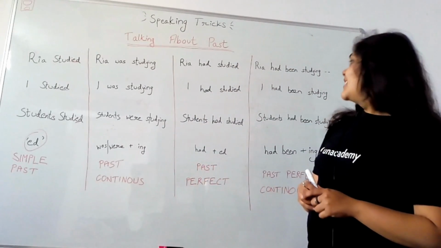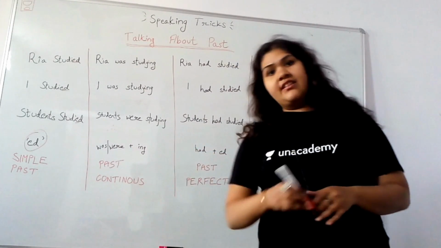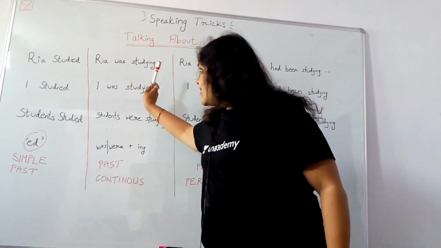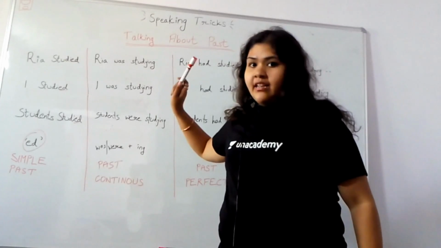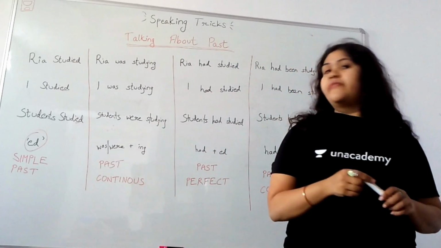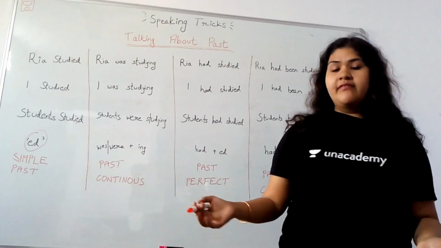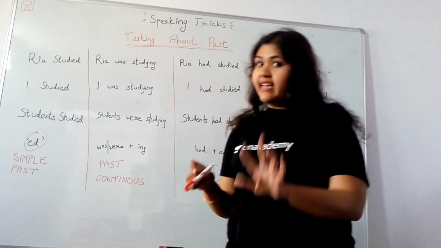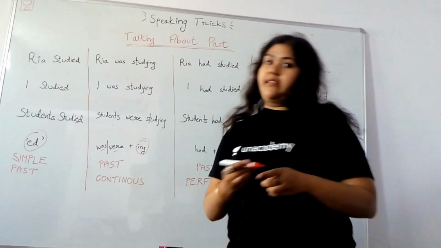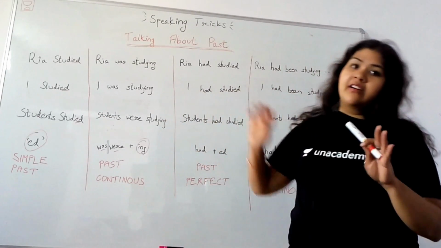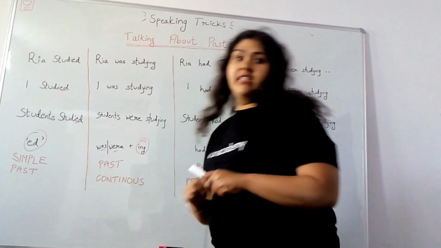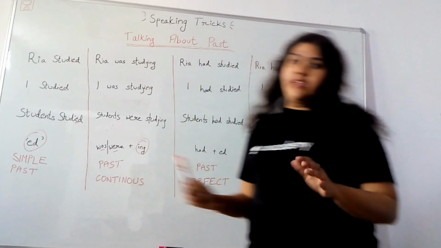Okay students, now let us see the next one, past continuous. Past continuous sentences are like this: Ria was studying. I was studying. Students were studying. Here there is only one catch we need to know: either was or were plus -ing. If we use this, our grammar is complete. Now, what does past continuous mean?